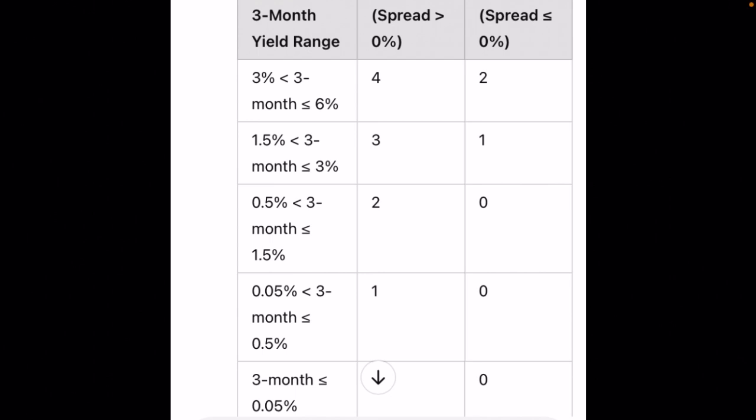So here, if it's between 3 and 6% for the 3-month, it's 4 points. But if the spread is 0 and it's in an inverted yield curve, that would mean that it would only give 2 points. And then you can see between 1.5 and 3%, it gives 3 points. But if you have a negative spread, then 1 point. So it's important to note when that 3-month is really low. And then you can see where it gives 2 points and 1 point, and then 0 points.